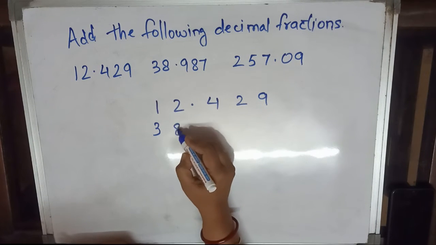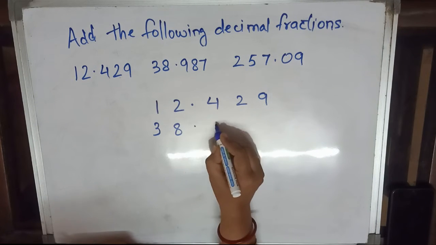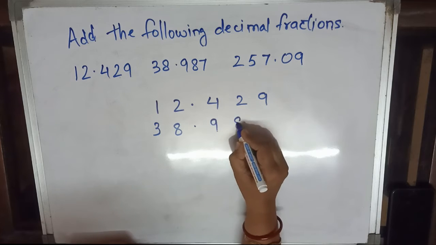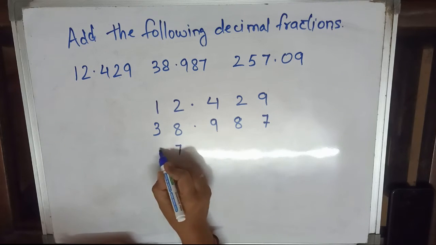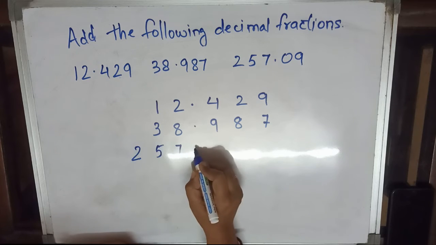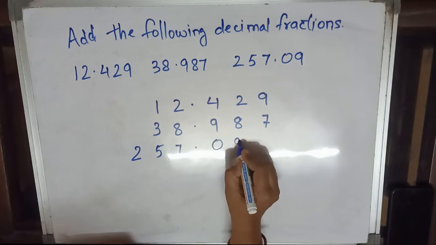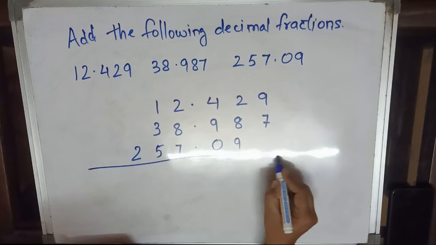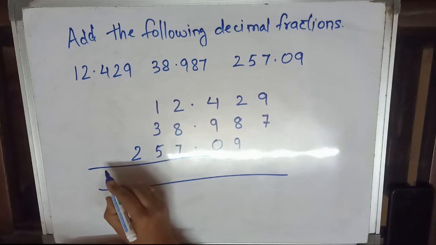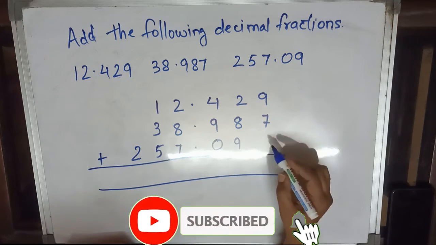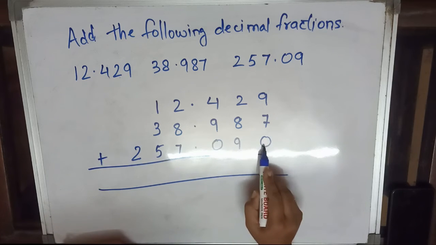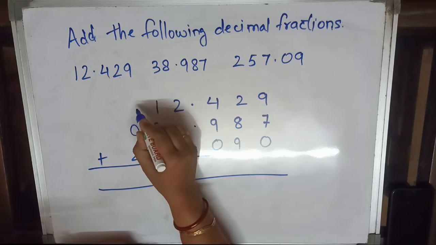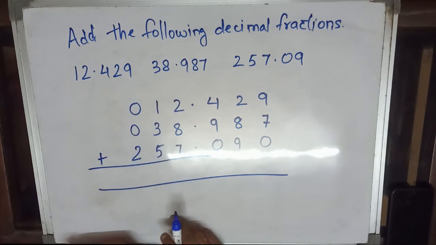38, ones below ones, tens below tens. This is 10th place, 100th place and 1000th place. Ones below ones. Now we have to add. Where the number has not been given, we are able to add 0. Because after decimal point, after the last digit, if you add 0, the value is not going to change. And before the number, if you add 0, again the value is not going to change.